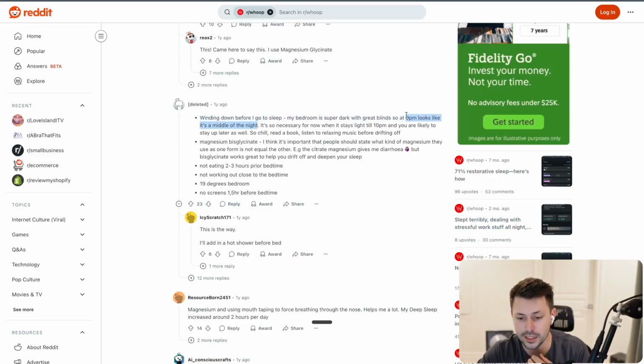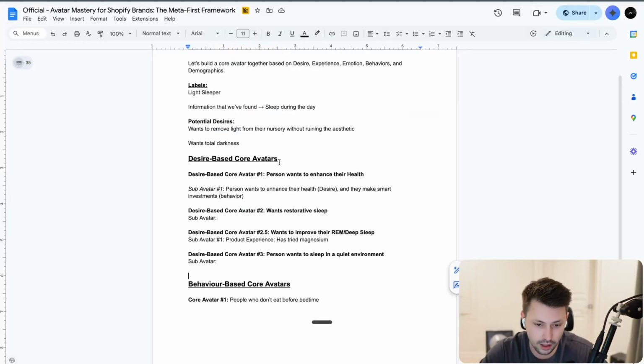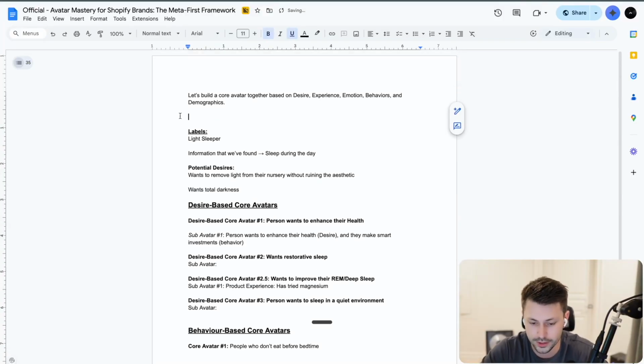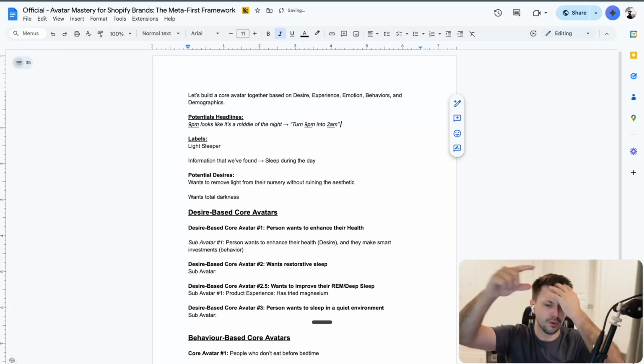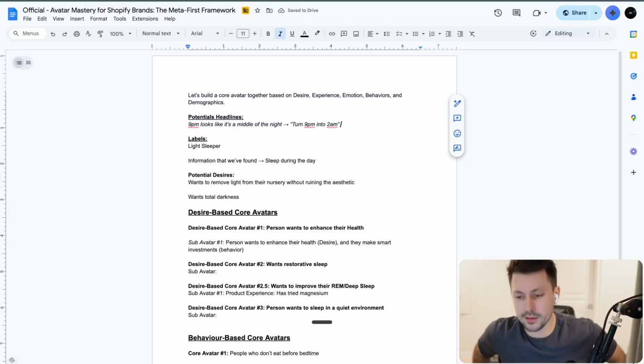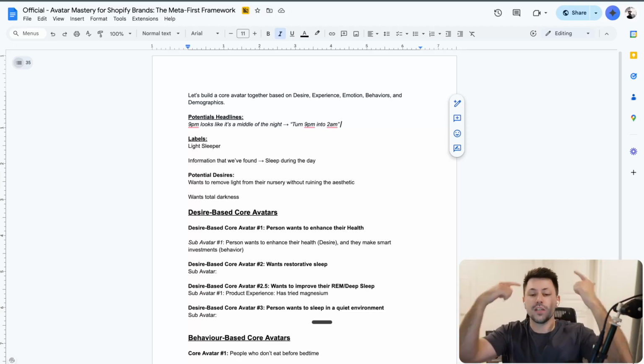So although we're looking to build avatars here, whenever I do research, I always love this. So for potential headlines, what I would do here is italicize this, and I like to turn this into a headline where it's like, turn 9 p.m. into 2 a.m. Something like that. Boom, static ad. And now it gives a visualization.